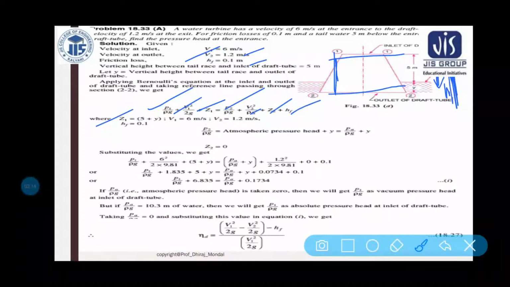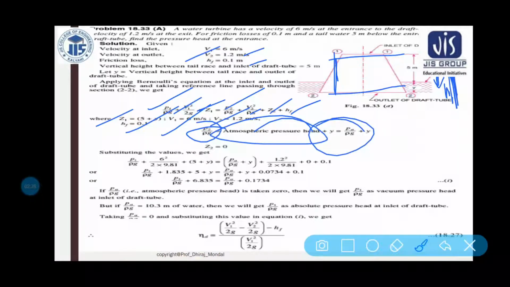Clear? Now how can we calculate this one? You know that if we apply Bernoulli's equation, P1 by rho g plus V1 square by 2g plus Z1 is equal to P2 by rho g plus V2 square by 2g plus Z2 plus HF, the modified Bernoulli's equation. So Z1 is equal to what? Total 5 plus Y. So total this one is your Z1 and V1 is equal to 6 meter per second. V2 is equal to 1.2 meter per second and HF is given. And P2 by rho g is what? Atmospheric pressure head plus Y.